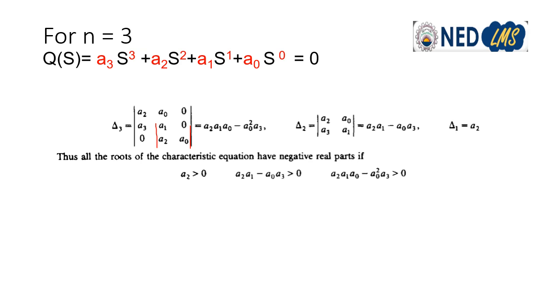Then del 2 here is a2, a0 and a3, a1 like this. Sorry, this is a2. This is del 2 and this is del 1, of order 1. So we can easily see here del 1, del 2, del 3, and we calculate the value, and the system will be stable if these three values are greater than 0.